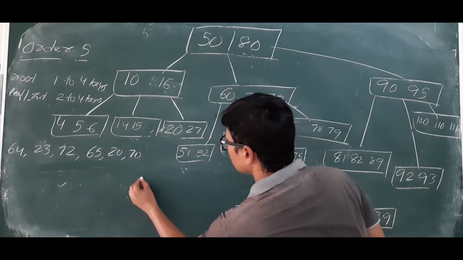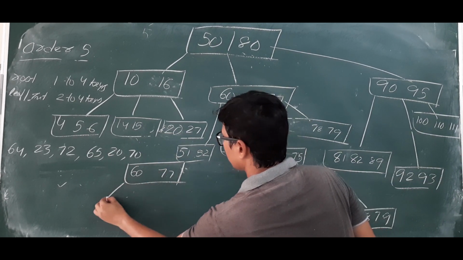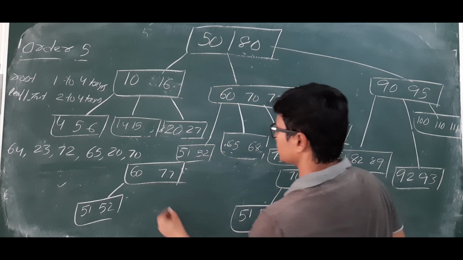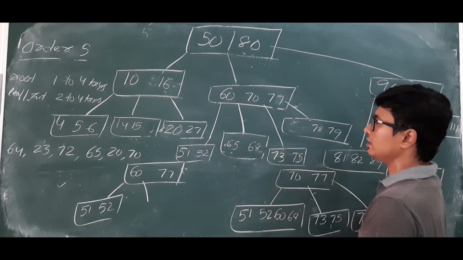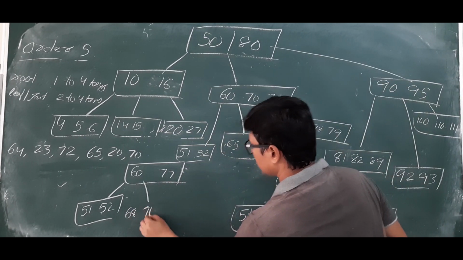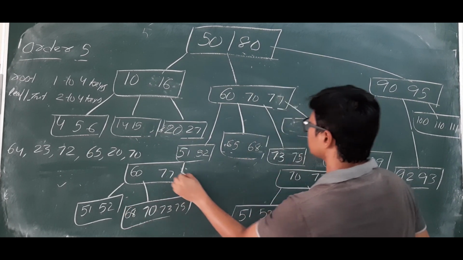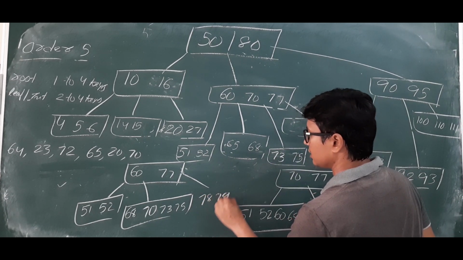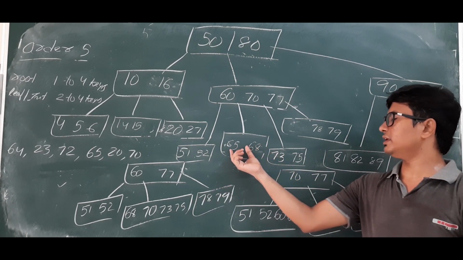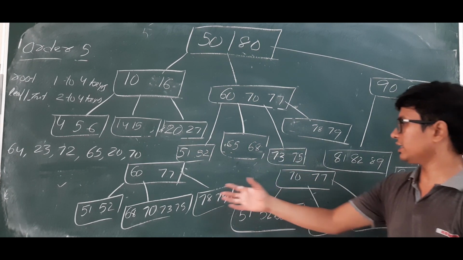That scenario will be, you will have 60 and you will have 77, and then to the left of the 60 you will have 51 and 52. Okay, to the right of 60 you will have, because you want to delete 65, okay, so you are deleting 65, you will be left with 68, and you will combine 70 with the 73 and 75. Okay, and to the right of 77, as usual you will have 78 and 79. So you can take any of these scenarios, meaning either you can combine this node with the left sibling or with the right sibling. You can take any one of these.